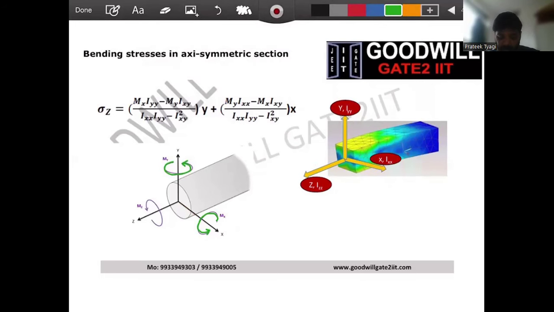Forget about mz for now. We will not bother about this axis because I am not interested in twist of the section. I'm only interested in bending of the section. So if you clearly observe this bending equation, I'll explain what is axisymmetric and what is symmetric in a few minutes.